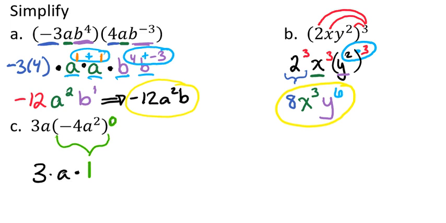So we're able to put our 3 and our 1 together, and 3 times 1 is 3. And then we have a, and there's nothing else to combine with those. And so we're finished and simplified down to 3a.